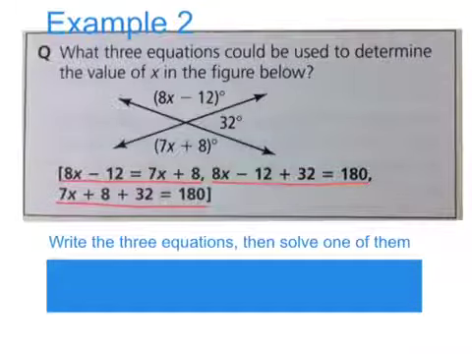Your job then would be simply to pick any one of the three equations, and then use that to solve for x. It is a good idea to maybe choose two of them, and then when you solve for x, if you get the same answer, then that's a nice check, and you know you've done it correctly.